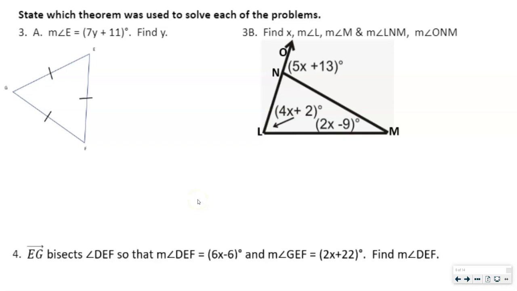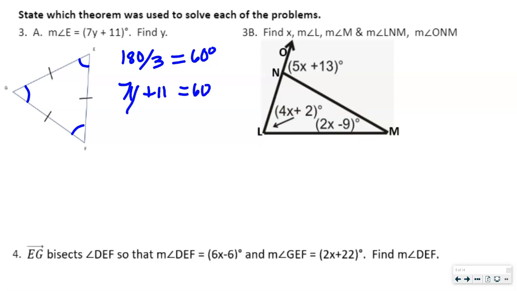So I noticed that this has 3 congruent sides, so that means it has 3 congruent angles. That means I'm going to do 180 divided by 3. Each of those angles is going to be 60 degrees, right? So if it's telling me that angle E is 7y plus 11, can I just say 7y plus 11 is equal to 60, right? So 7y is going to be equal to 49. So y is going to be equal to, divide both sides by 7. I subtracted 11 from both sides to get the 49, and then I'm going to divide both sides by 7 to get 7 here, okay?